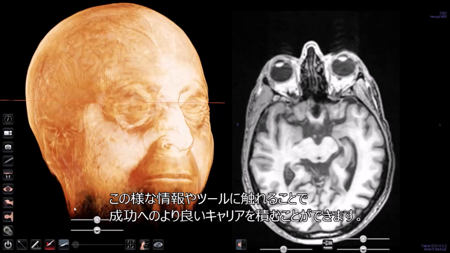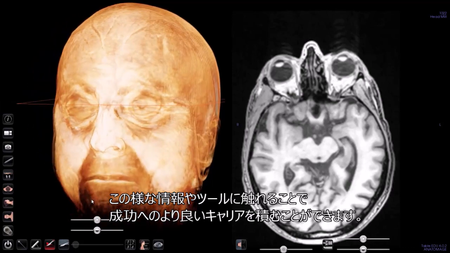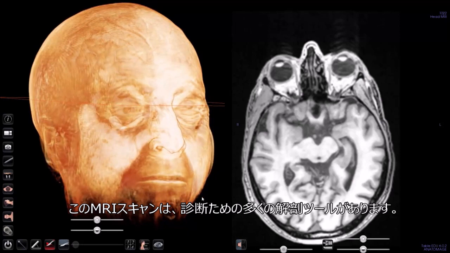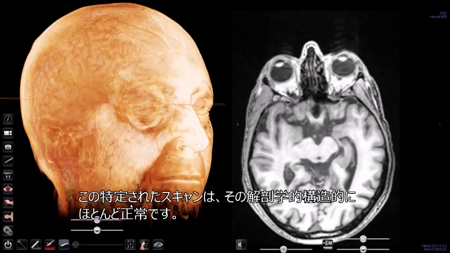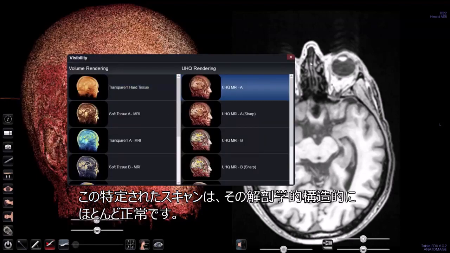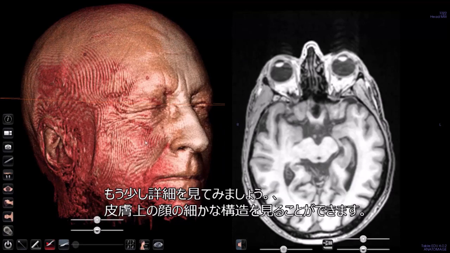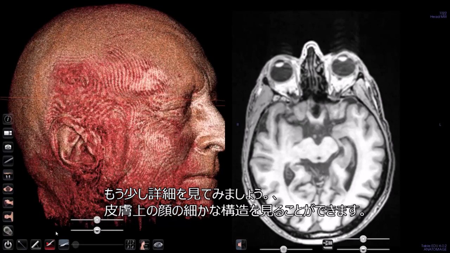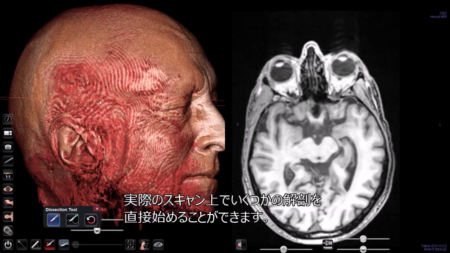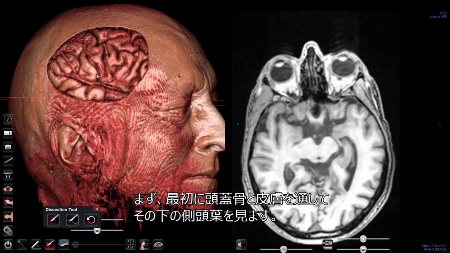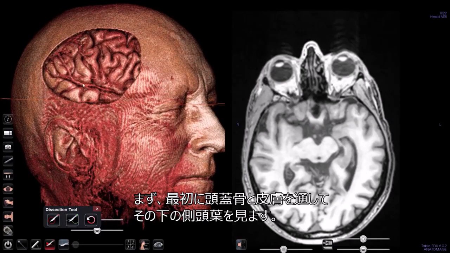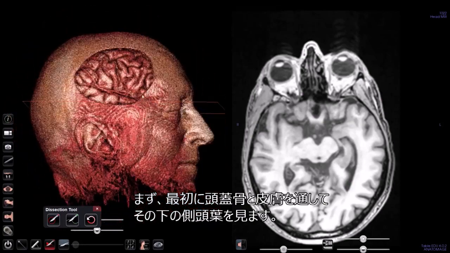So when we're working with this MRI scan, I have a number of tools to be able to dissect through it, to diagnose it. Luckily, this particular scan is normal in most aspects of its anatomy. I can go in and start to pull in a bit more detail so we can see small facial structures on the skin. As well, I can start to do some dissections directly on the scan. So first off, I'll make a dissection through the skull and skin to take a look at the temporal lobe underneath.